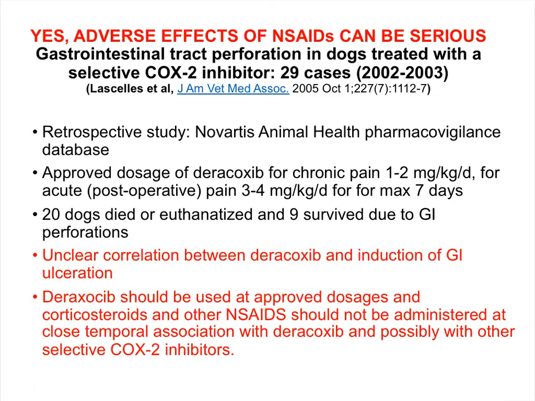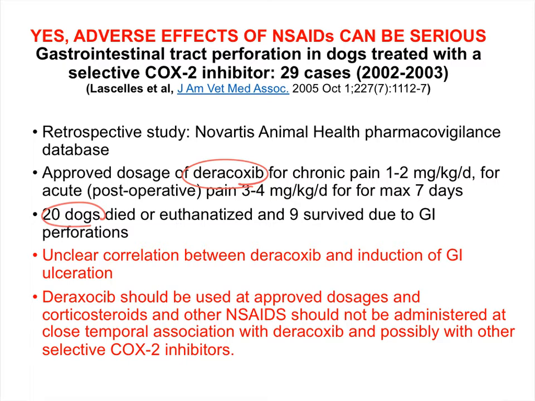So before we go on too much further, I want to take the other side and note that indeed adverse effects of NSAIDs can be serious. And here I describe a study by Lascelles in 2005 that described 29 cases of gastrointestinal perforation following what was felt to be a selective COX-2 inhibitor, and that's daracoxib. And so this was used for a period of time. It was listed for a maximum of 7 days. However, 20 dogs died or were euthanized, and 9 survived with GI perforations.